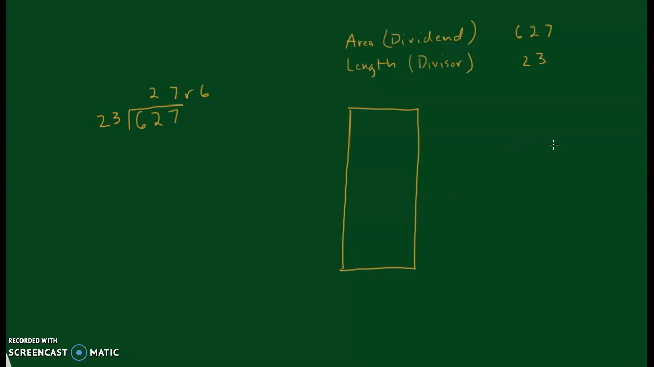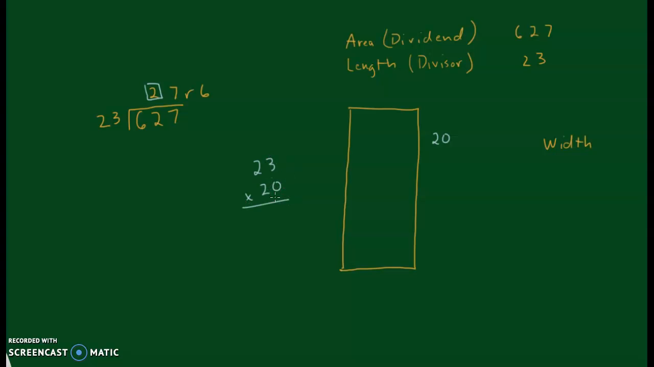Now, they want you to tell them what the width is. And so, for us, the width is going to be about 27, okay? And I'll show you how we're going to get there. So I'm going to look at this number here. This is in the tens place. Because it's in the tens place, the 2 is worth 20. I'm going to write a 20 over here. Then I need to know what 23 times 20 is.